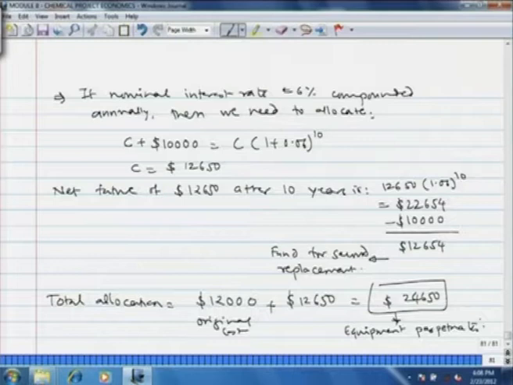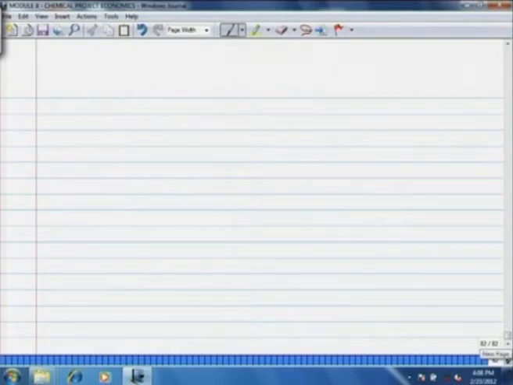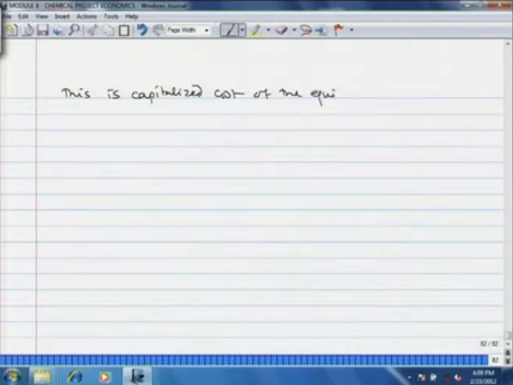You can keep on replacing it every 10 years for an infinite period of time. And then this is the capitalized cost of the equipment. This is very often used for comparing between alternate choices. Now, let us try to derive a simple expression for the perpetuity.